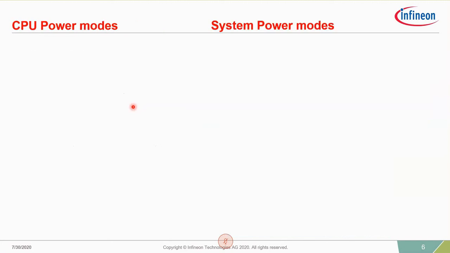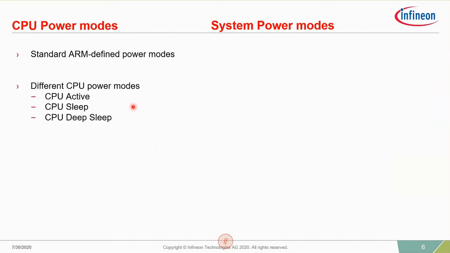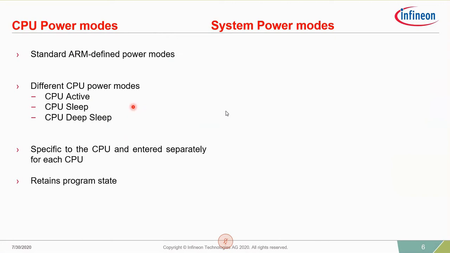Now, first to consider CPU power modes. CPU power modes are standard ARM-defined power modes. The different CPU power modes are CPU active, sleep, and deep sleep. These CPU power modes are specific to the CPU and entered separately, independent of the other CPU if you have a dual core design. And in these low power modes, the CPU retains the programming state.